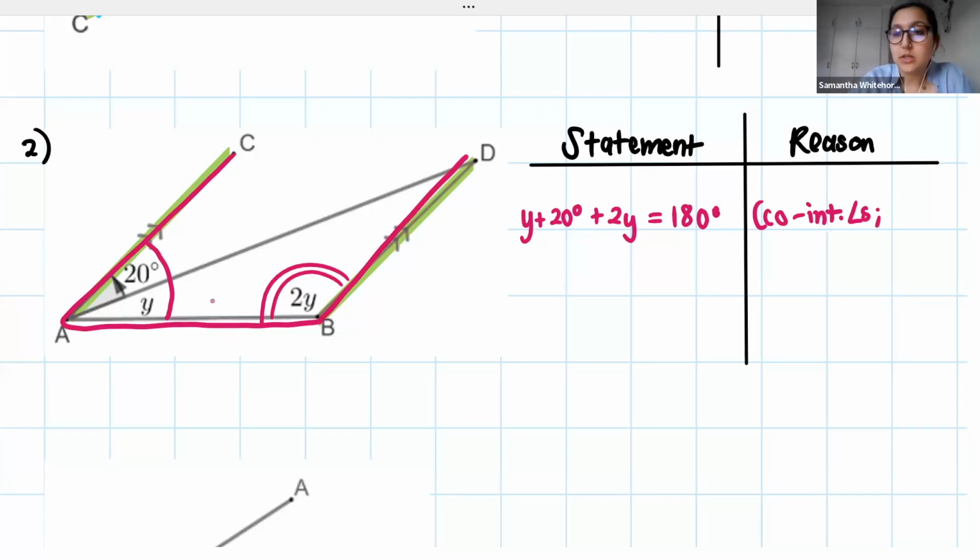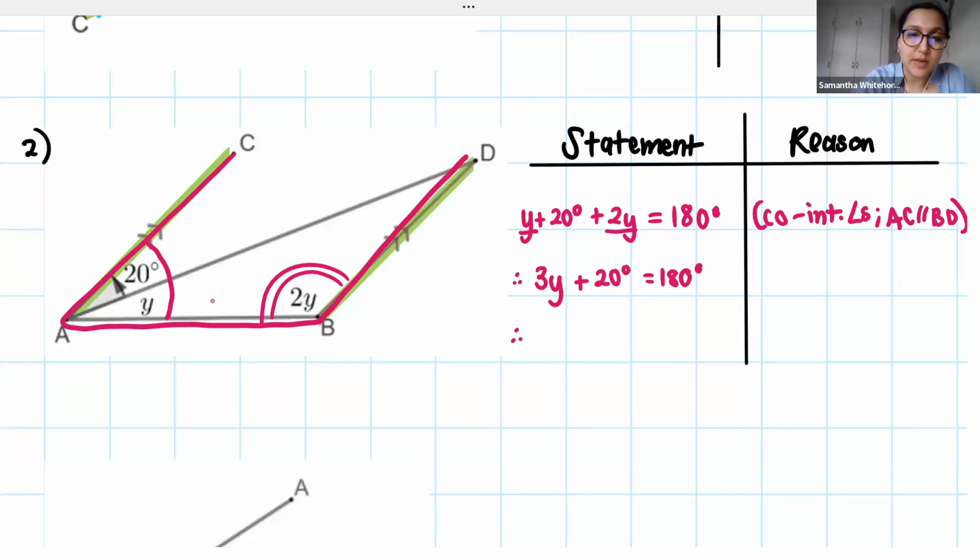And as Princess told us, always remember your parallel lines. AC parallel to BD. If you had said CA parallel to DB, that's fine as well. It means the same thing. Right, we need to solve for y. Hopefully we notice y and 2y are like terms. So 1y plus 2y is 3y plus 20 degrees equals 180.